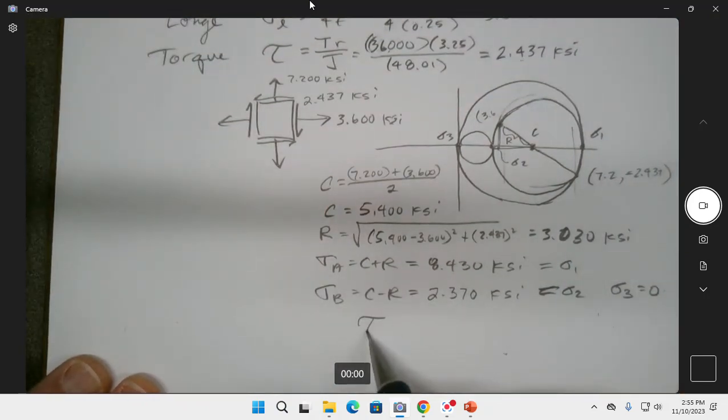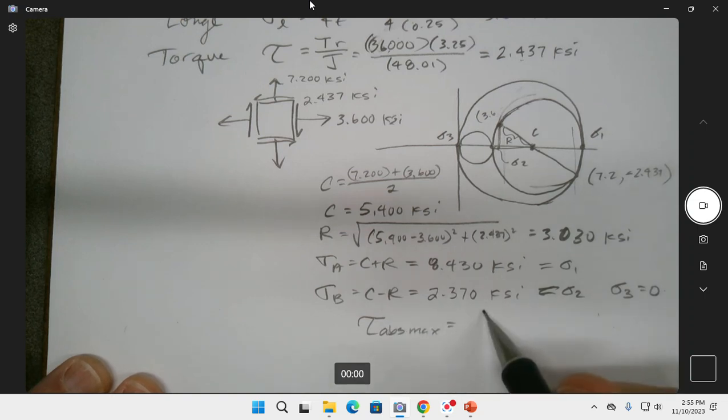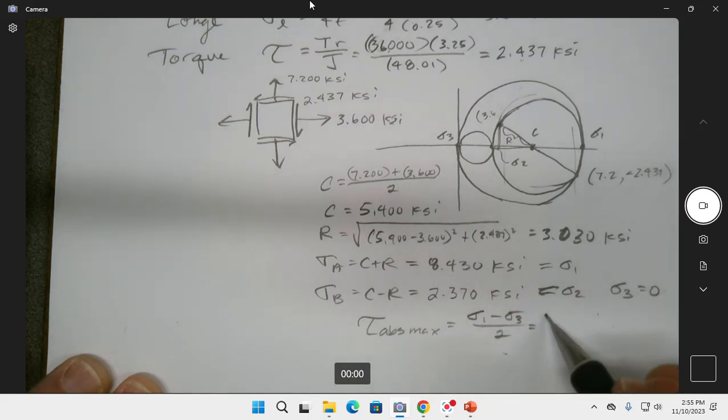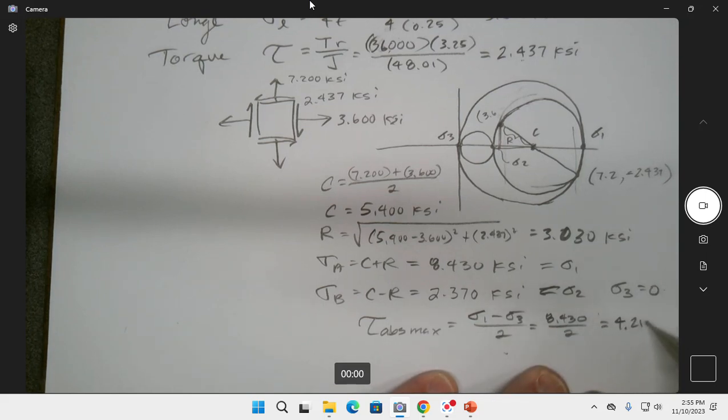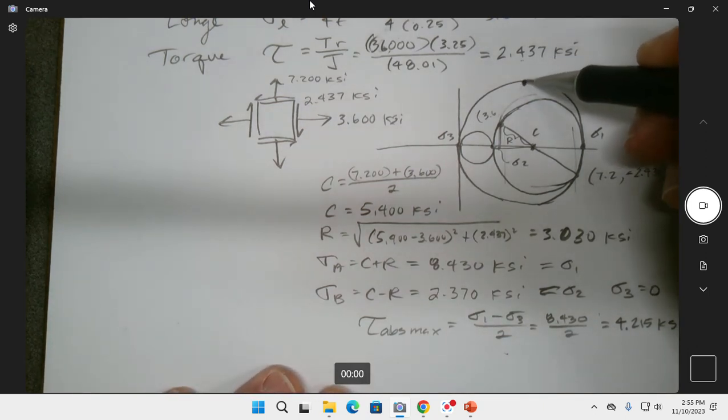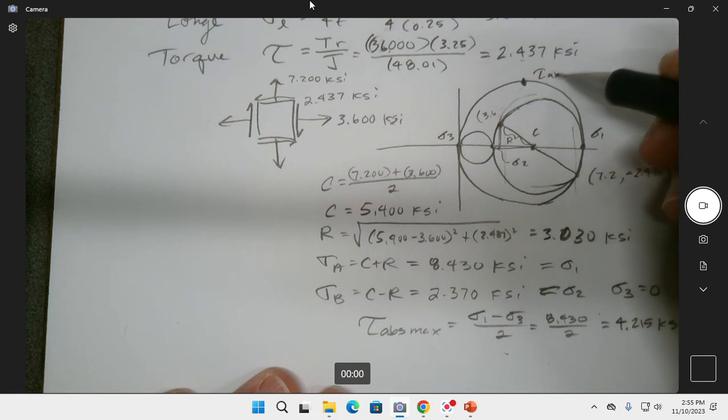So tau abs max is sigma 1 minus sigma 3 divided by 2. So it just ends up being 8.43 divided by 2, or 4.215 KSI, and that's located right here up above. Abs max.